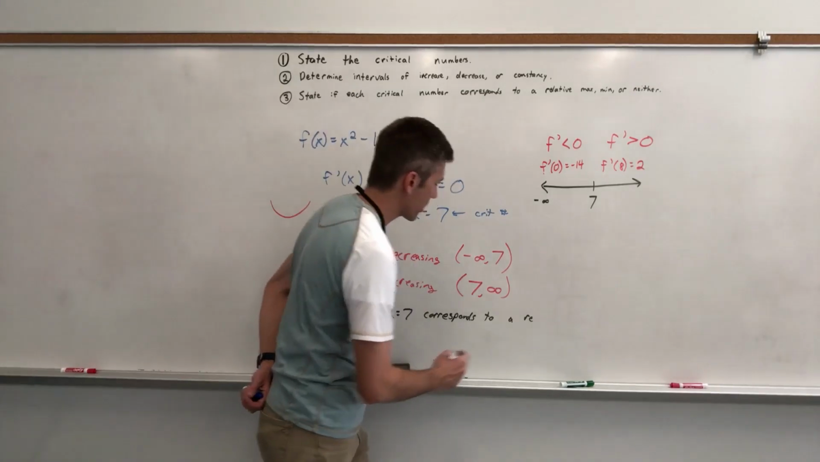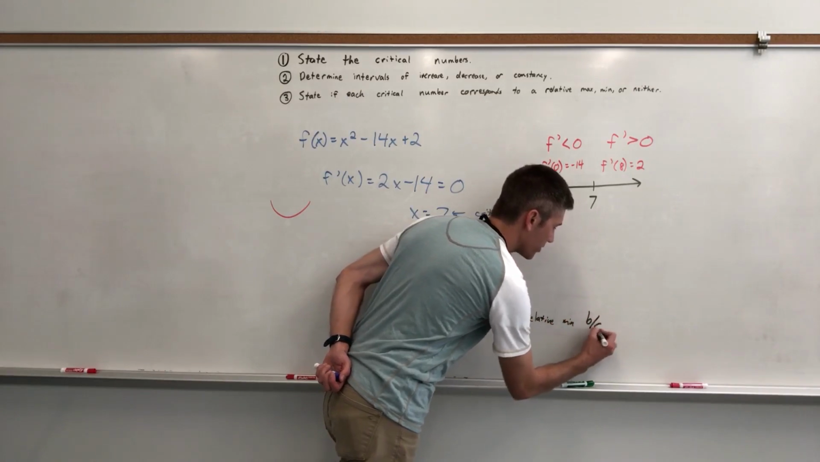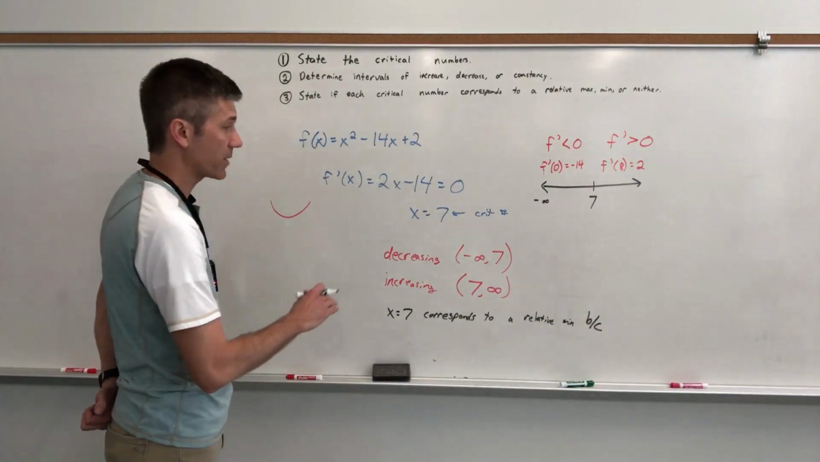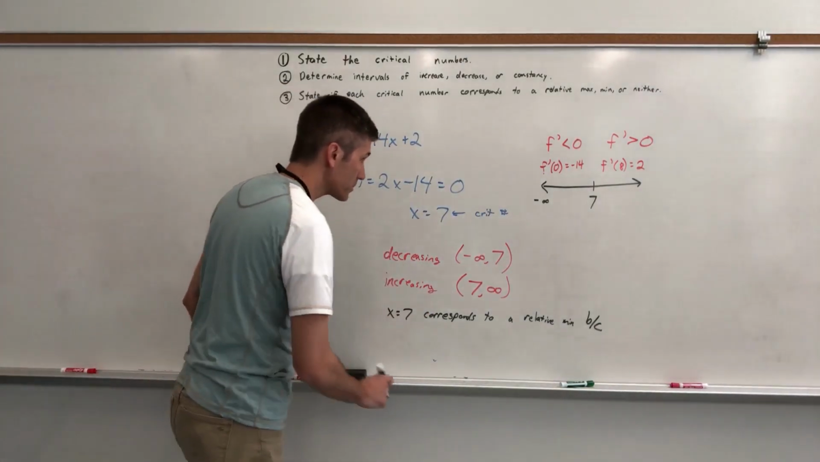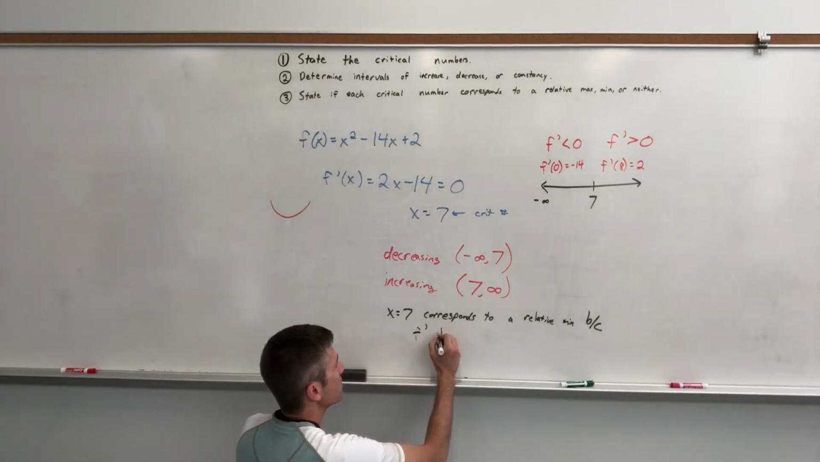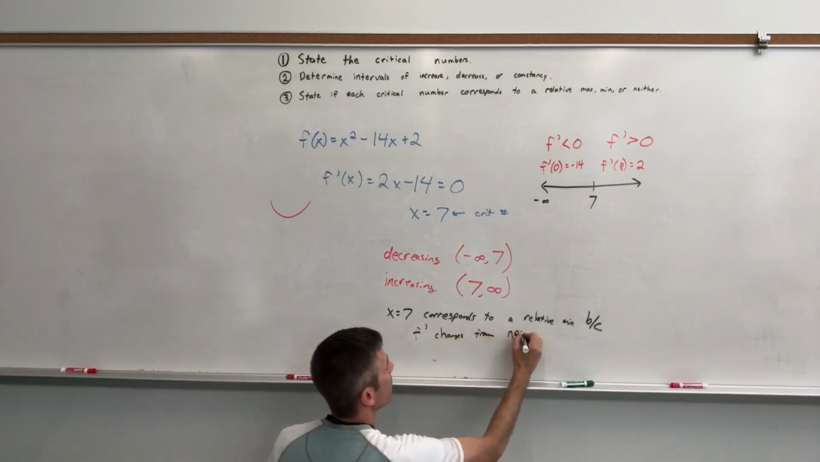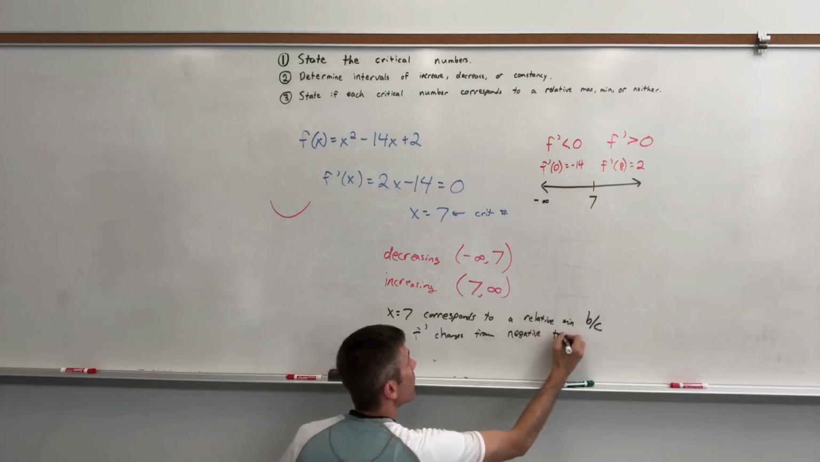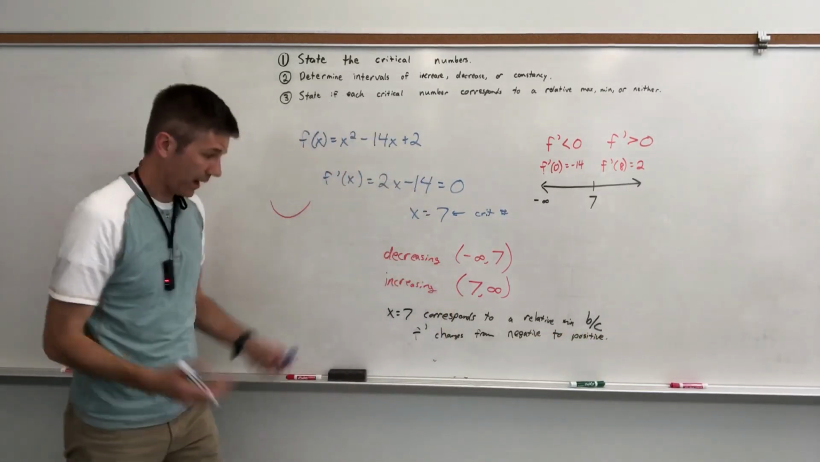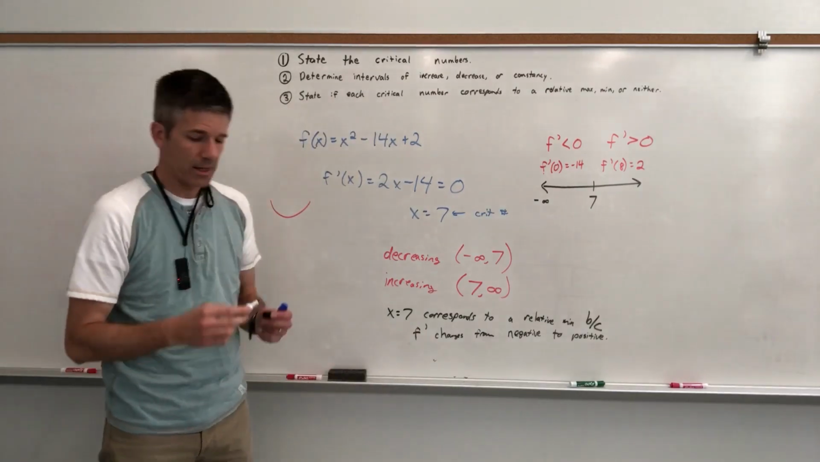Anyway, x equals 7 corresponds to a relative minimum because we're learning to articulate things in a way that they will grade it on the free response section. X equals 7 corresponds to a relative minimum because f prime changes from negative to positive. There we go. At that point, f prime changes from negative to positive, which means the function changes from decreasing to increasing. Okay, let's do the next one.